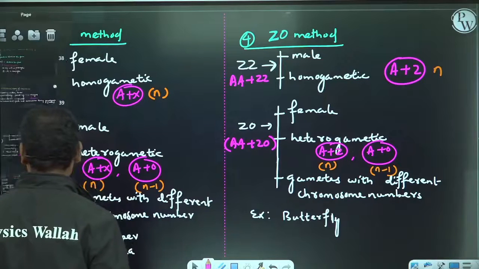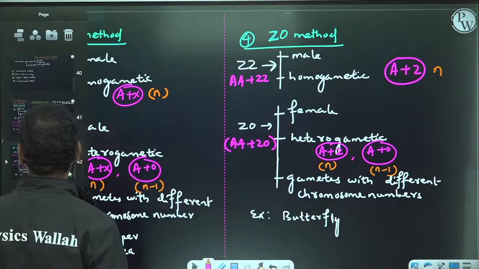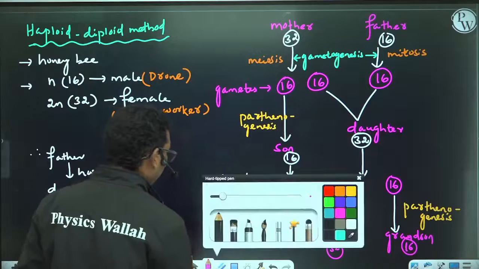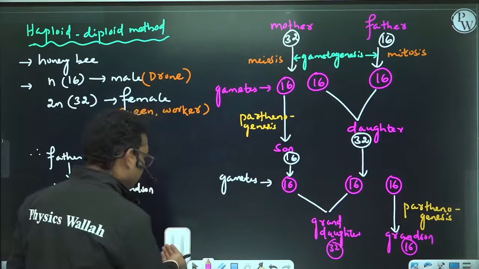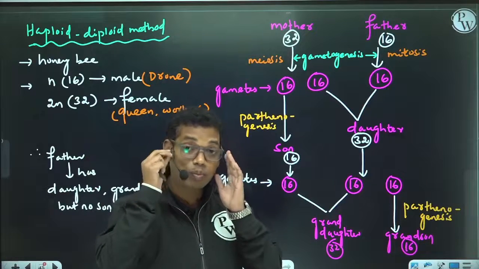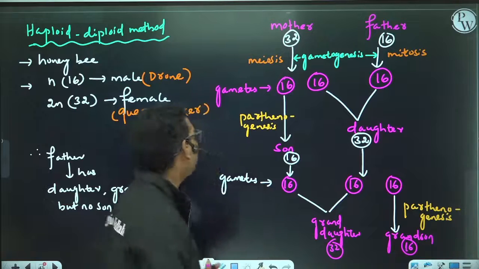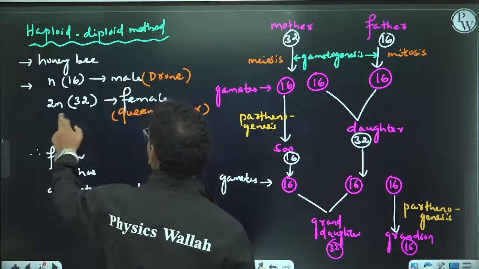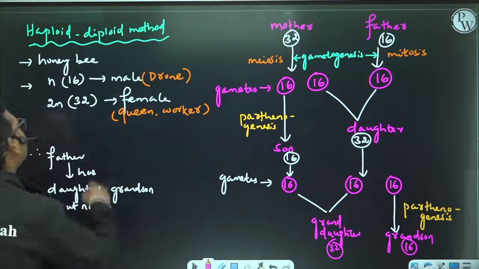Now, let us talk about the other method of sex determination, that is the haploid-diploid method. In this case, the chromosome combination is not going to decide the sex of an individual. It is the ploidy level. If the individual is haploid, then it will be male. If it is diploid, it will be female. And this is applicable in honeybee.